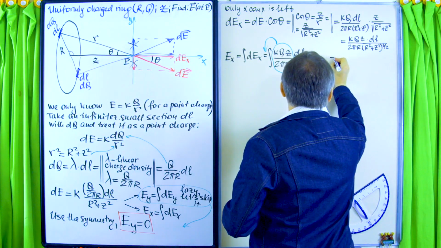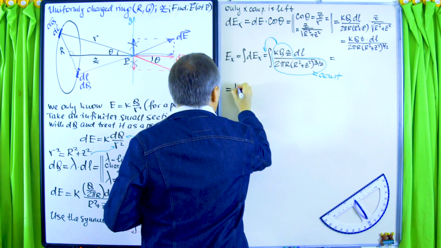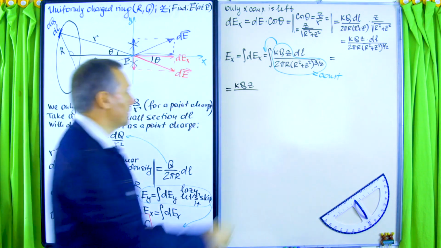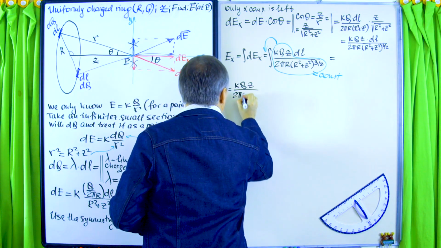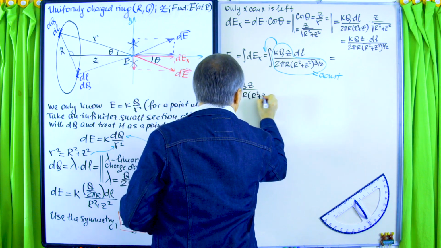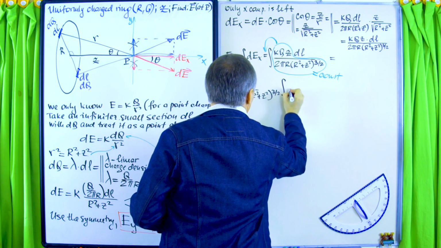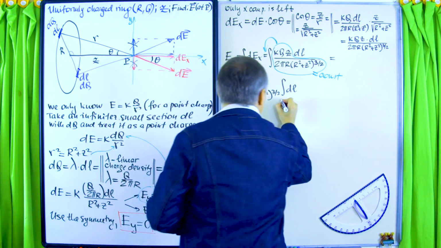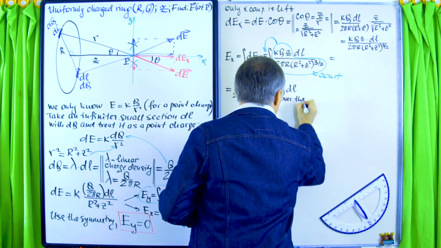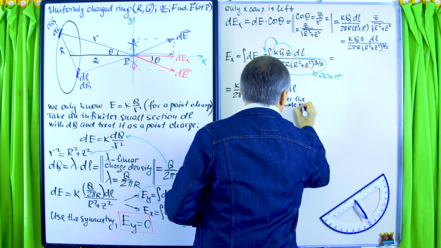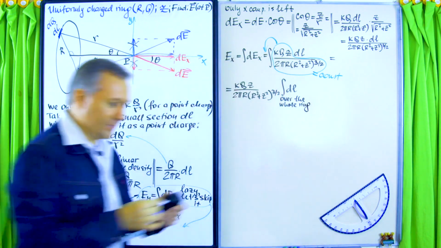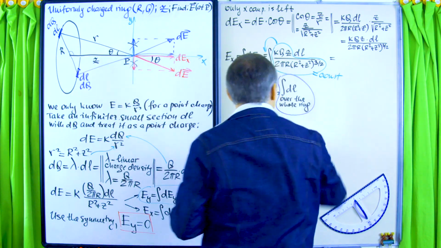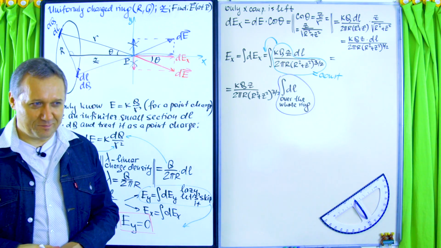So we can rewrite it: k q z, I'm just taking all these constants outside of the integral, divided by 2 pi r and r squared plus z squared to the power of 3 over 2, and the integral over the whole ring of dl. Okay, now I circle this integral and I'm asking for an answer.